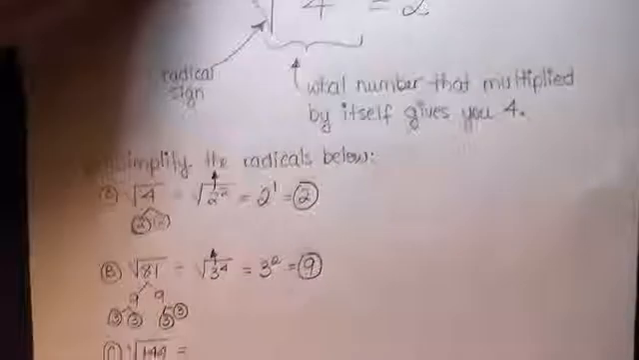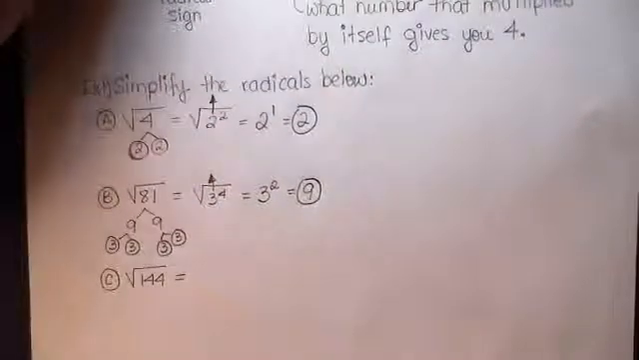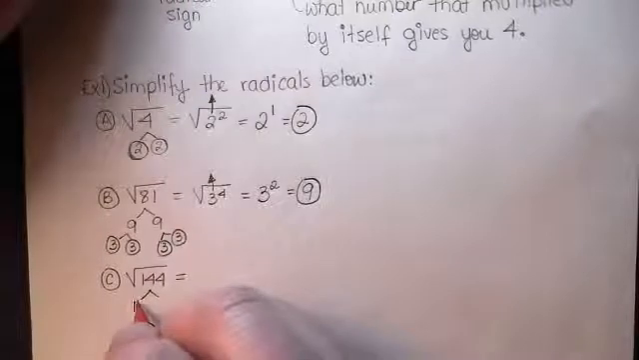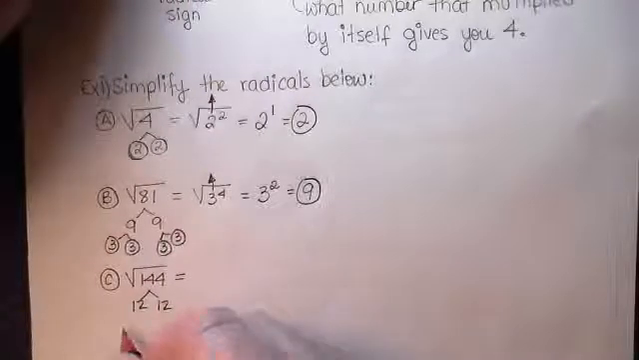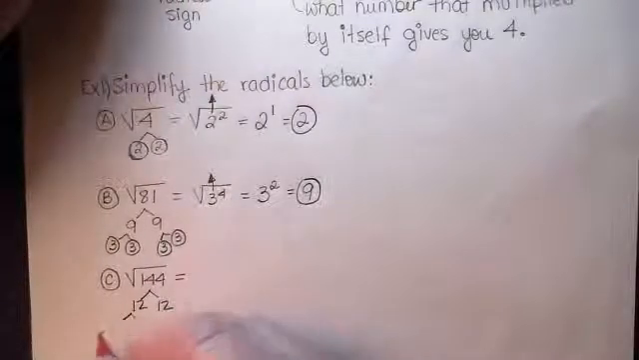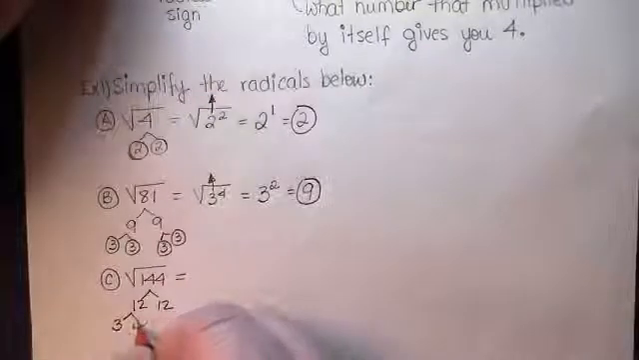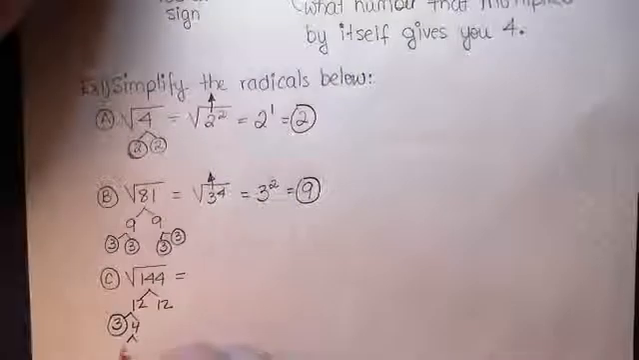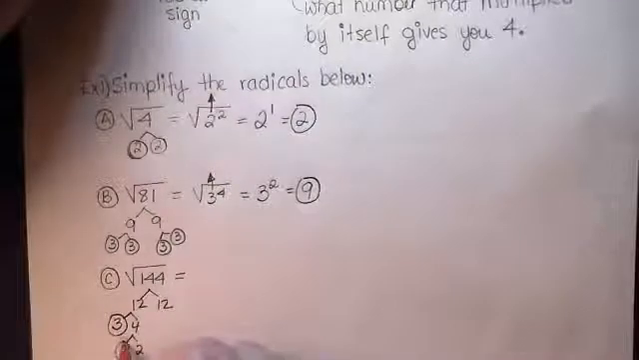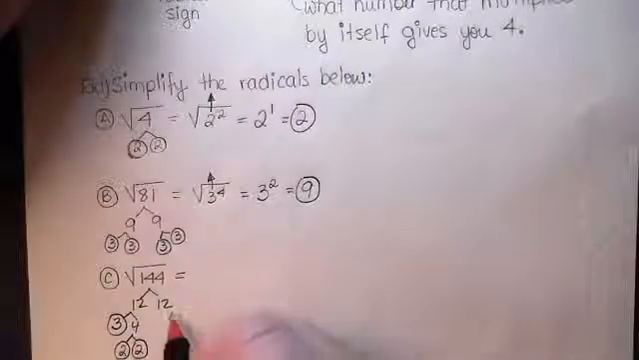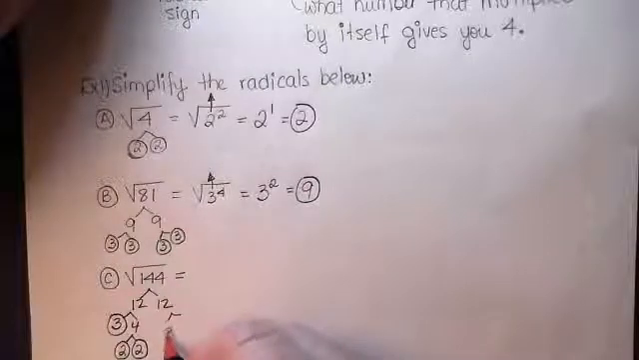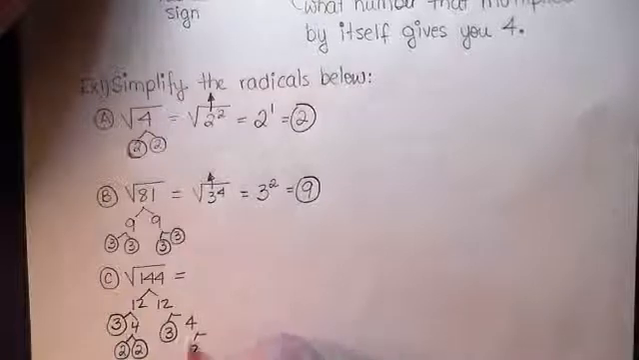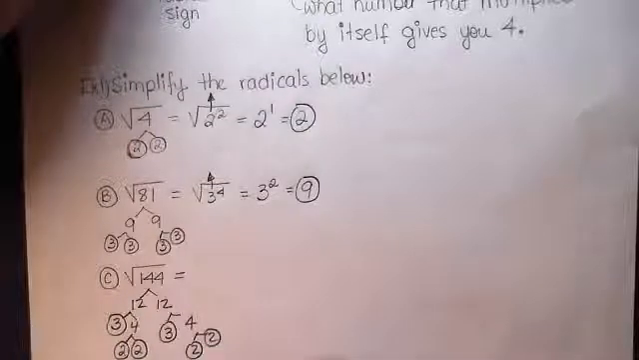Alright, let's do one more. 144. What two numbers give me 144? That would be 12 times 12. Are they prime? No, so let's break it down. 3 times 4. 3 is prime. 4 is not, so let's break it down as 2 times 2. Very well. And we'll do the same for the other 12 here, so there'll be 3 and 4, and 2 and 2.